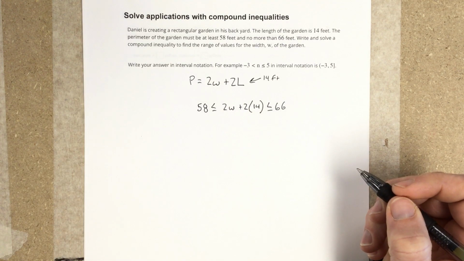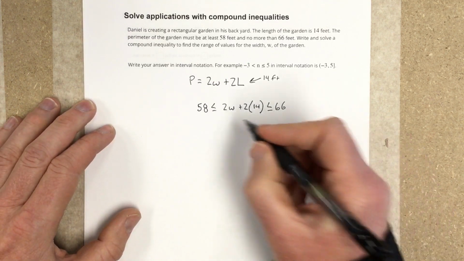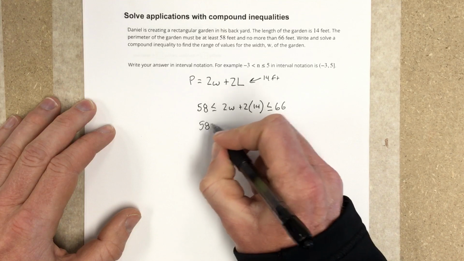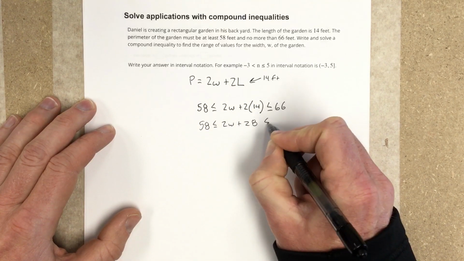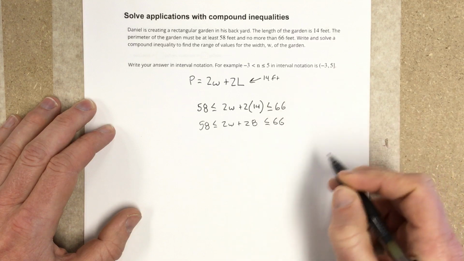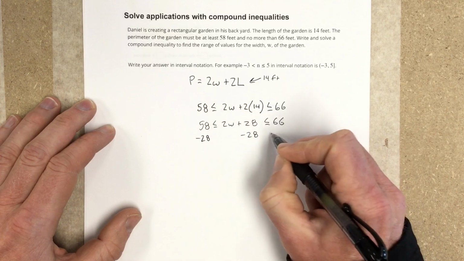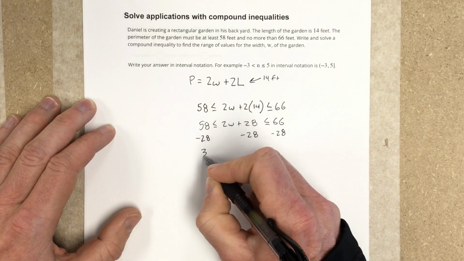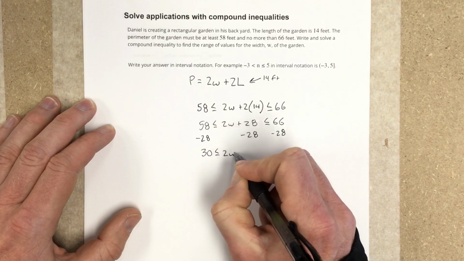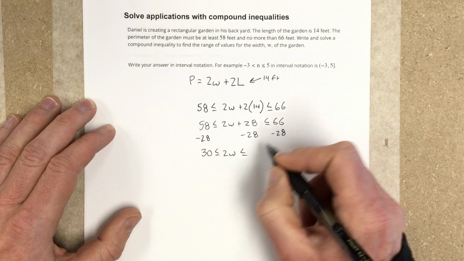So then, now that we have this inequality, we have to multiply 2 times 14. So I get 58 less than or equal to 2w plus 28 less than or equal to 66. Let's subtract 28 on each side. And we end up with 30 less than or equal to 2w less than or equal to 38.